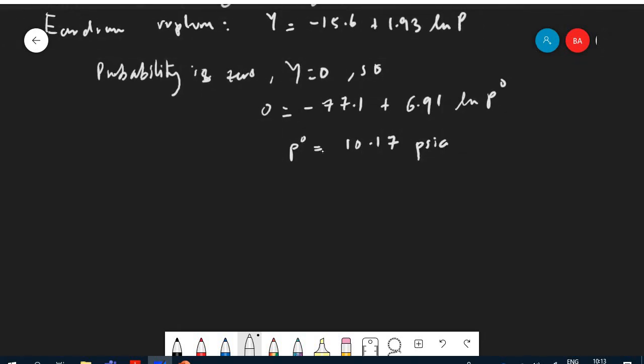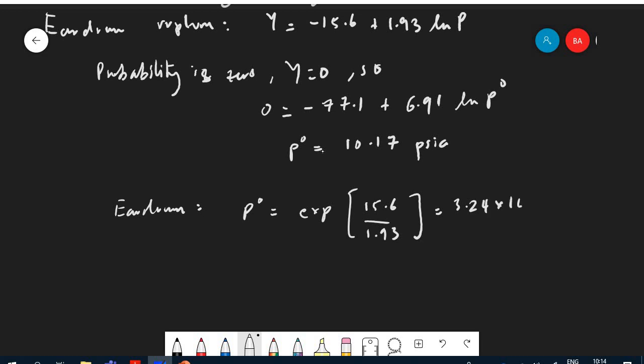And very similarly, just for the eardrum, I just calculated that for the first part, and for the second one, for the eardrum rupture, P naught is going to be equal to the exponential of 15.6 divided by 1.93, and that will be something like 3.24 into 10 to the power 3 newtons per meter square, which is equal to 0.47. Okay, sorry for that, which is equal to 0.417 psia.